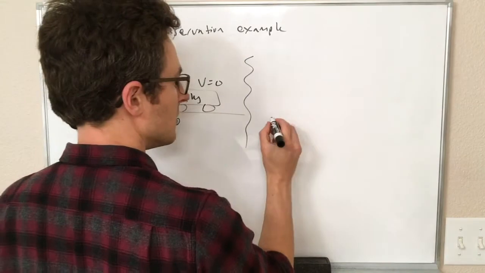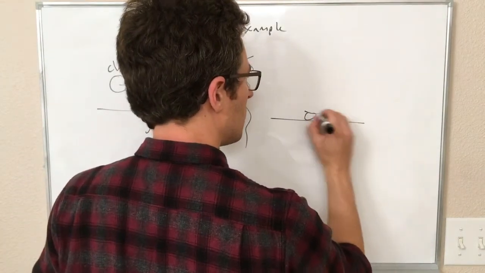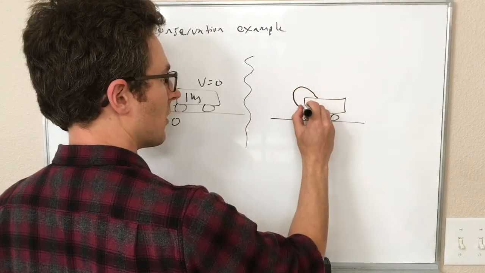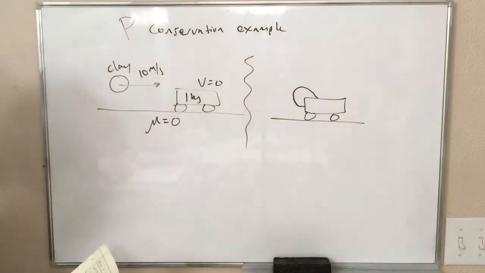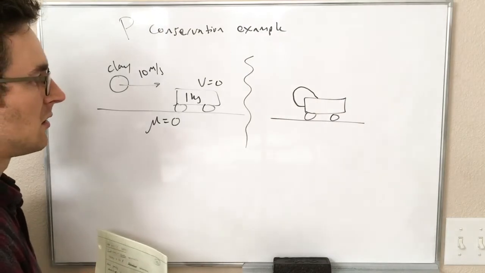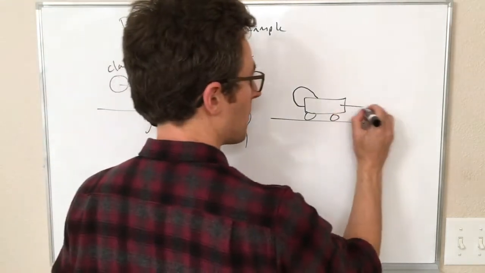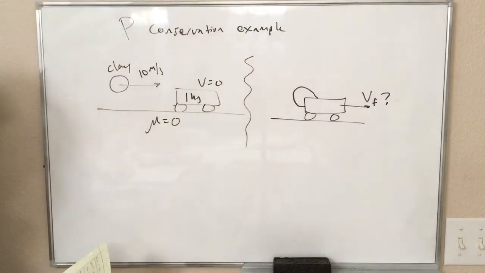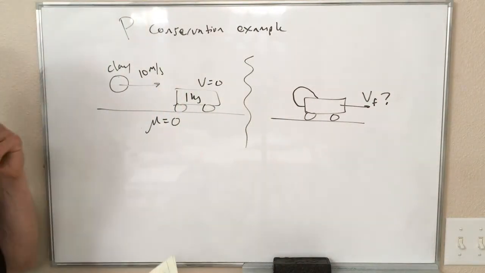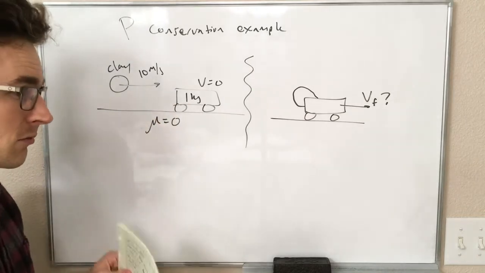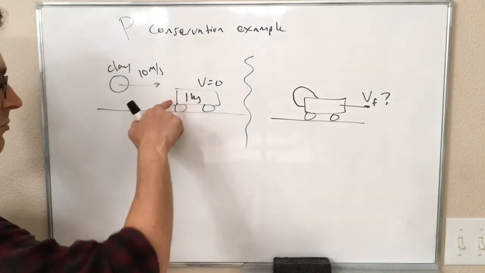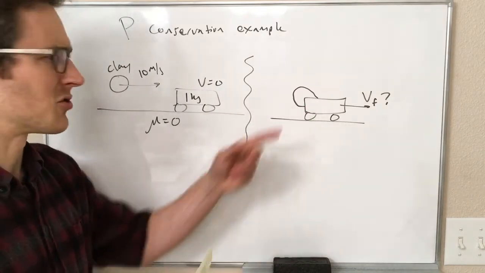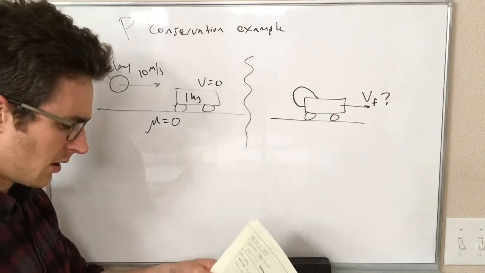Now, at the end, what happens? Well, our ball of clay hits and sticks to the cart. We will draw it stuck on there. And the cart has some final velocity that we want to find. You could imagine doing this in real life. If you throw something at something that's not moving and it hits it, it's going to push that thing to the right. So it should make sense that the cart is moving to the right at the end.